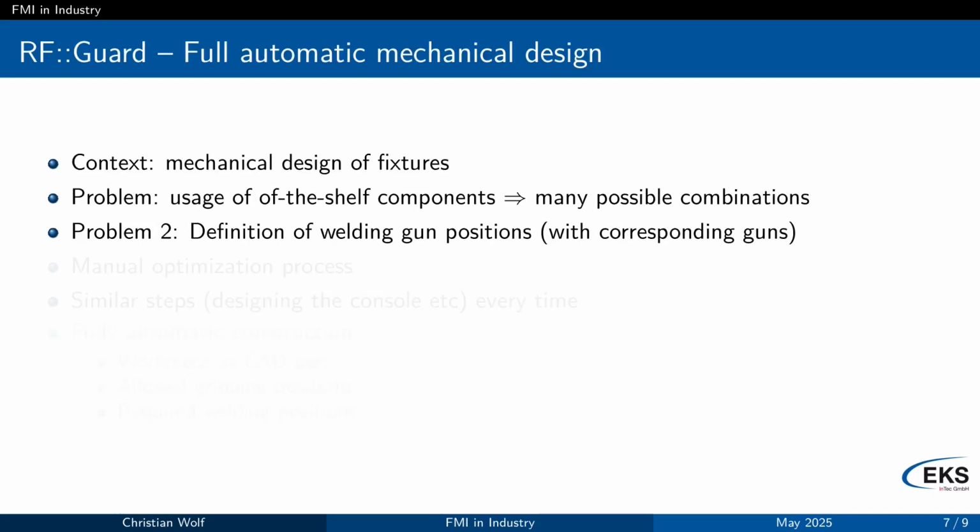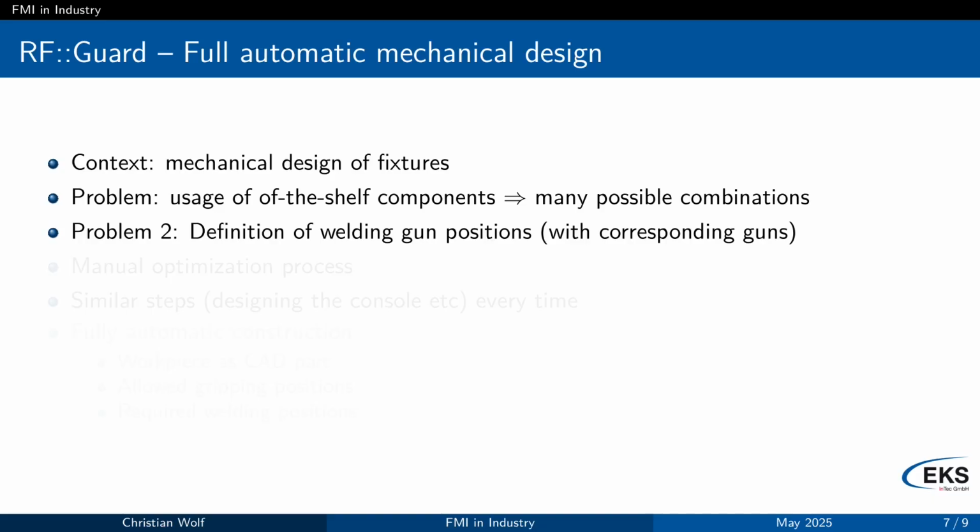Then we have RF Guard. RF Guard is the process of mechanical design automated, not with AI, but with rules. We typically have many fixtures that we need to design, and they are very common and very similar, but nevertheless customized. So we would like to use off-the-shelf components, but it's not always possible.